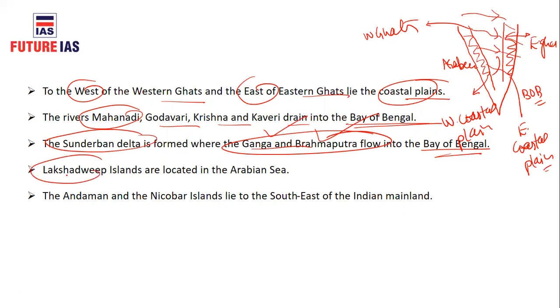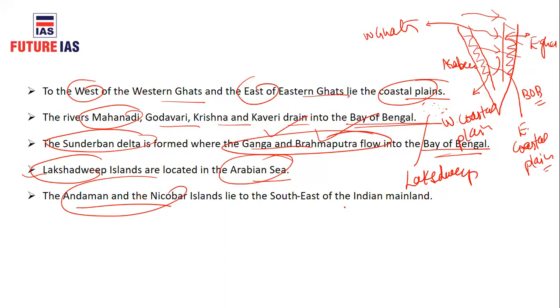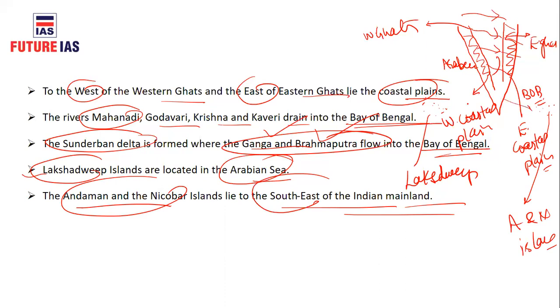The Lakshadweep Islands are located in the Arabian Sea. So in the Arabian Sea, you will see this island group, which is called the Lakshadweep. And the Andaman and Nicobar Islands lie to the southeast of the Indian mainland. So they will be lying here. You will have the Andaman and Nicobar Islands, lying in a southeastern direction to the Indian mainland.